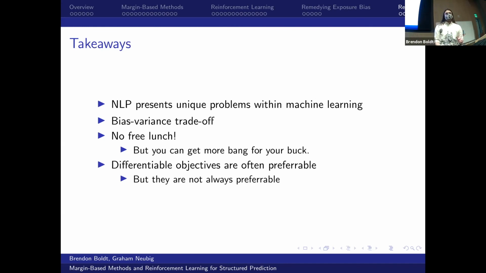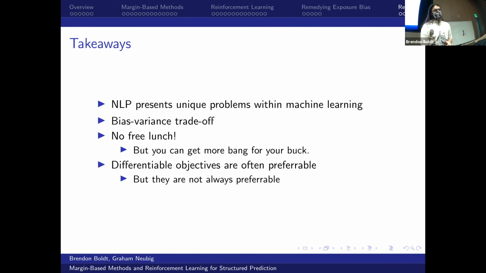The takeaways I'd offer from this lecture is that NLP presents some unique problems within machine learning. Of course, structured prediction comes up elsewhere, but I think predicting sequences is very characteristic of natural language processing. You always have to be combating this bias-variance trade-off. And generally speaking, there's no free lunch. You can't just reduce your variance and still have no bias at all. But to keep the analogy, you can get more bang for your buck. Sometimes it's okay to reduce your variance by a lot and only bias your samples a little bit.